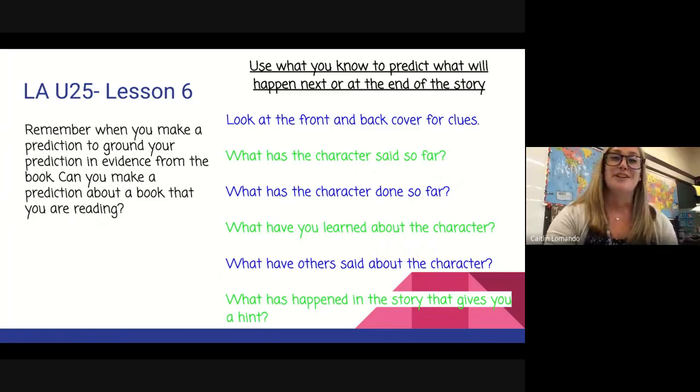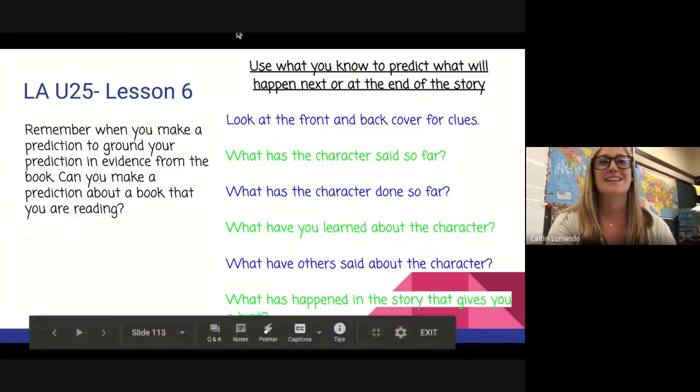So fourth grade readers, when you are reading today and any day, make sure that you are thinking about your reading and you're stopping to predict what might happen next. You can do this with fiction books. Please make sure that you read for 20 minutes. Also, make sure that you complete your reading response.